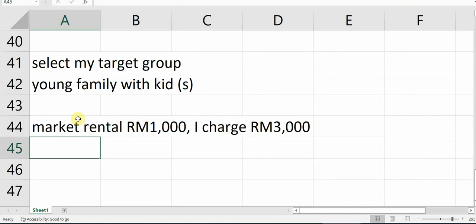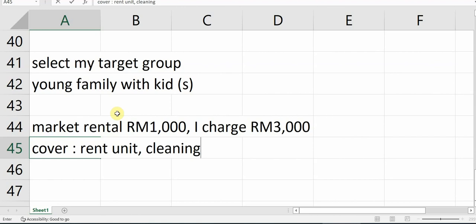Hey, what happened to this guy? Market rental is only 1,000, but I go and charge 3,000, you know. So what I will do is, I will cover usage of the rent unit, cleaning. Because this young family, what happened is that the husband and wife could be working very hard to pay the rental and maintain certain lifestyle with kids and this type. And then I will do babysitting also, jaga their baby, wash their backside with the sheet and all this. Babysitting. I will do cooking also, provide meal.